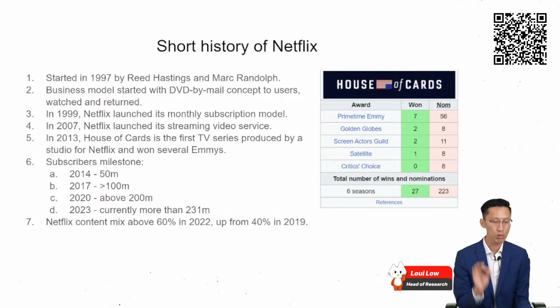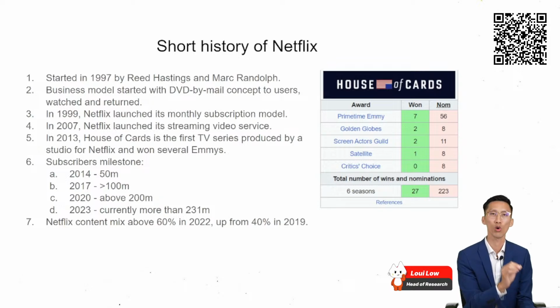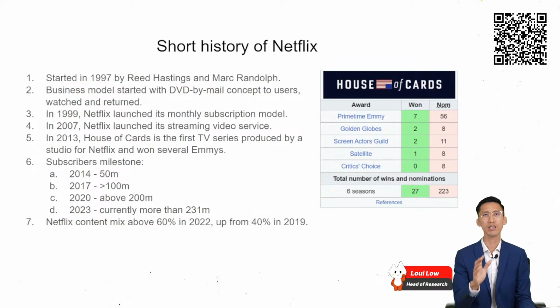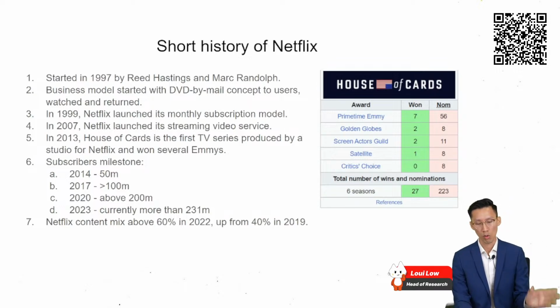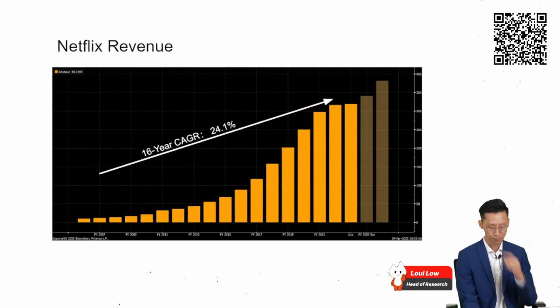I want to mention this because they have been growing their own original content since the start, or you can say after 2013, House of Cards. That was the first, and then they grew from 5 to now 60%. I think it is very amazing that once there are more and more original contents, the earnings will be more and more. So that is what I want to mention.